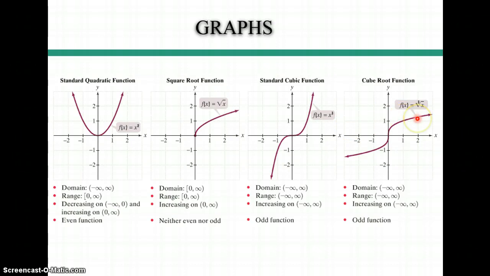f(x) = cube root of x is a cube root function. This is the graph of the cube root function. The domain of the cube root function is negative infinity to positive infinity. The range of the cube root function is negative infinity to positive infinity. This is an increasing function on negative infinity to positive infinity, and this is an odd function.